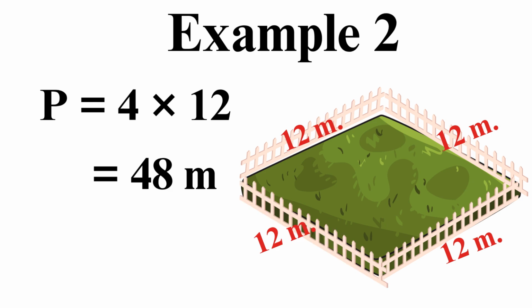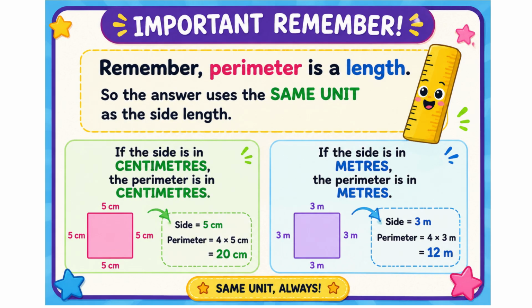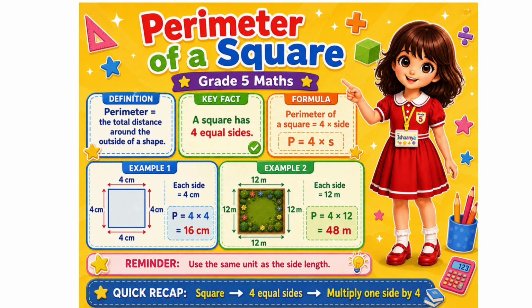Remember, perimeter is a length. So the answer uses the same unit as the side length. If the side is in centimeters, the perimeter is in centimeters. If the side is in meters, the perimeter is in meters. Great job! Now you know what perimeter means and how to find the perimeter of a square.